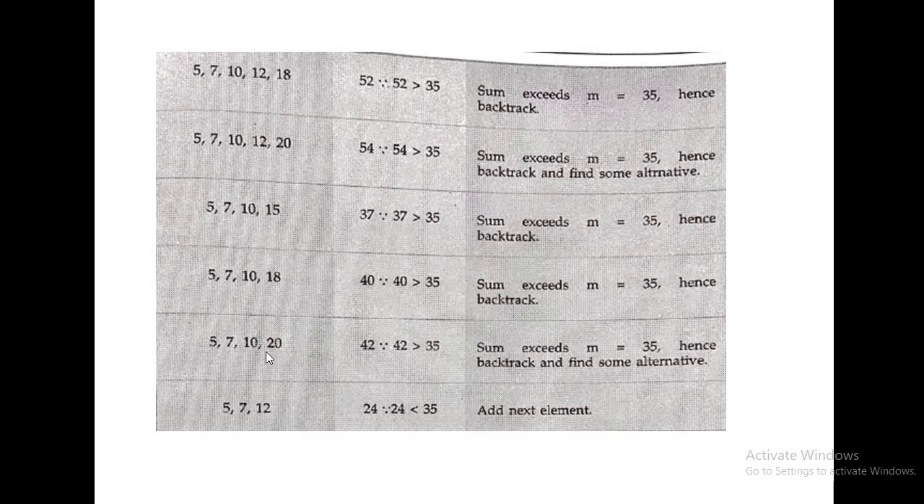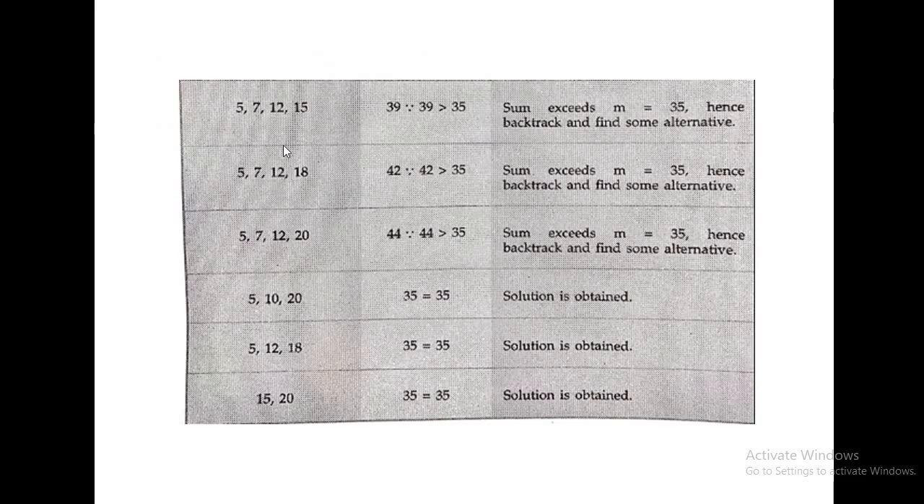Again 5, 7, 10 and 20. 42 is greater than 35. We are using the backtrack concept only because we have not reached the corresponding solution. So 5, 7, 12. 24 is less than 35. So less than only. We are adding another value. So 5, 7, 12, 15. So here 39 is greater than 35. Exit the value. Again adding 18, 42 is greater than 35. Again adding 20, 44 is greater than 35. So again we can use the backtracking method.